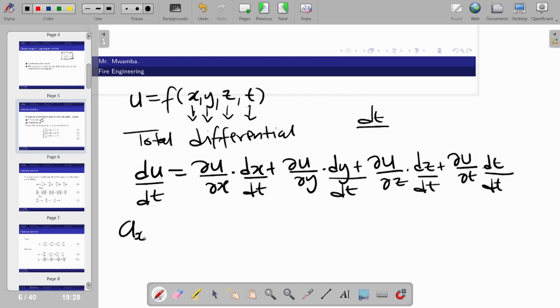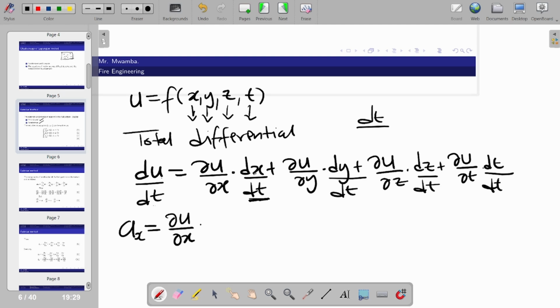So this becomes the acceleration component for the x-axis, and then we write the partial of u with respect to x times, look at this, dx dt, change in distance over change in time. This is the velocity. Okay, now which velocity is it? Along the x-axis, the y-axis, the z-axis? Let's look at the distance.